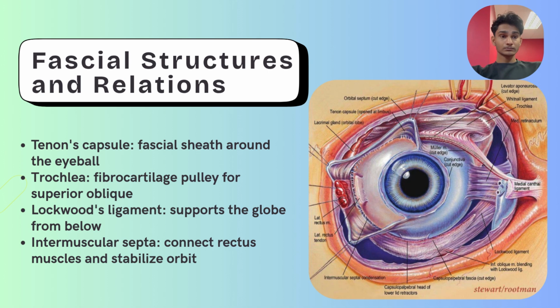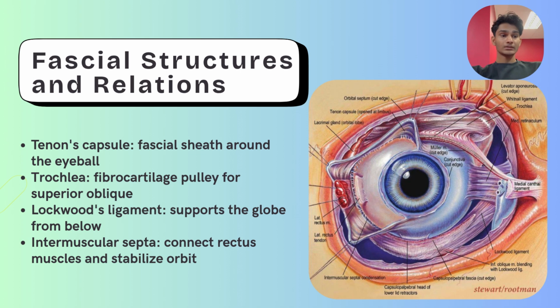Lockwood ligament. Lockwood ligament is a supportive sling located at the bottom of the orbit. It holds up the eyeball from below and prevents it from sinking downward. It's sometimes called the hammock of the eye. This structure is important for keeping the eyeball in a stable position.